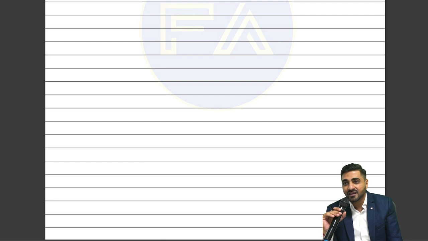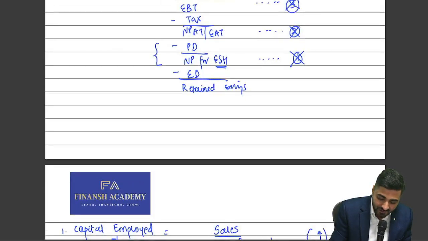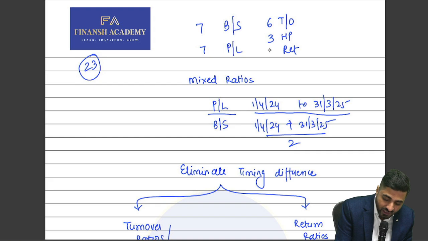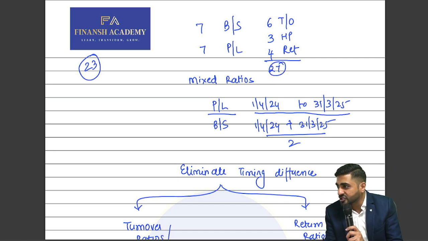Awesome. All these return ratios are also done. How many return ratios did we just do? Four. How many ratios in total? 14 plus 6, 20 plus 3, 23 plus 4. So we are done with 27 ratios till now, relating to balance sheet, P&L and mixed. Everyone clear till here? Okay.